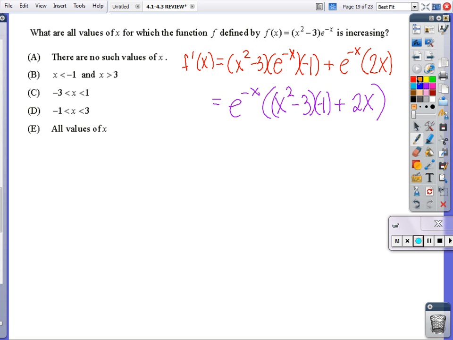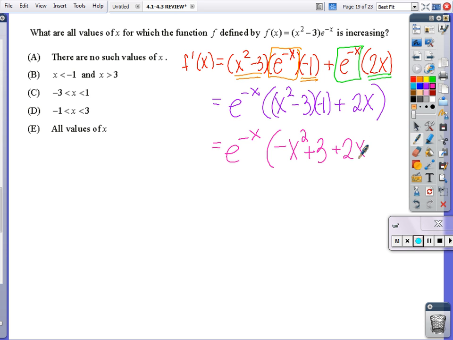How did I do that? If I take this term, notice what's left over. X squared minus 3 times negative 1. If I take this term here from here, we have the 2x left over. That's how you figure out what's on the inside of your GCF. So what do we get? We get negative x squared, positive 3 plus 2x. I'm going to rewrite that as negative x squared plus 2x plus 3.